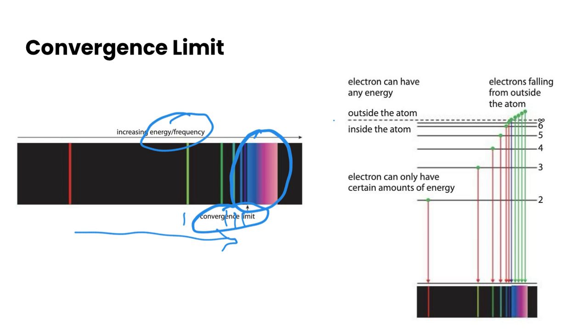So what does this mean? Well, it means that after this point, after the convergence limit, the electron can have any energy. It's no longer discrete values, which means that it's free from the atom. So at the convergence limit, ionization has happened. So it's really kind of a neat concept to think about, that ionization has occurred at this specific point.